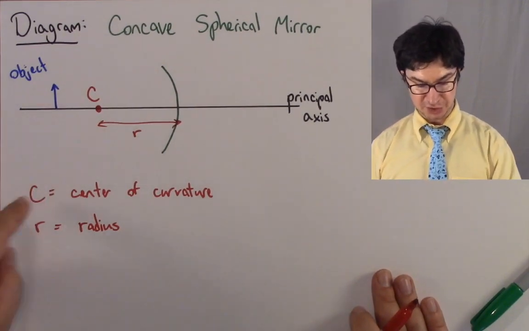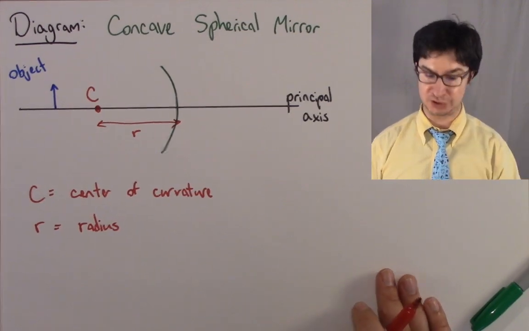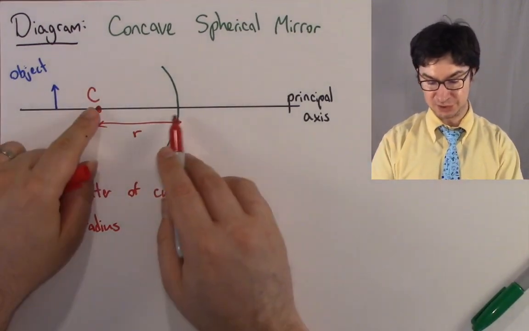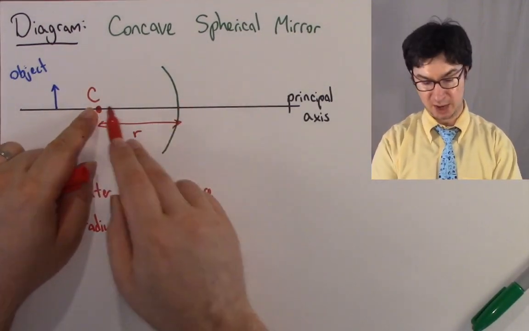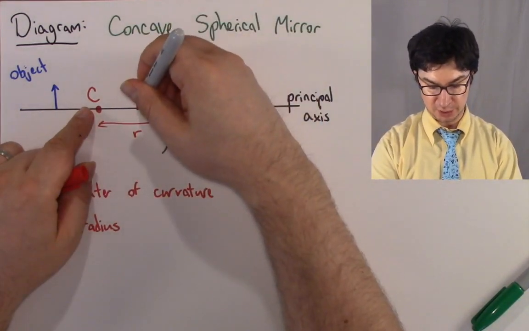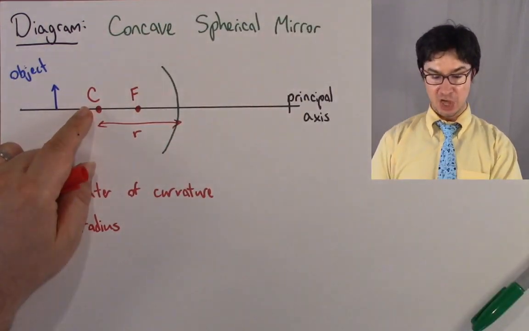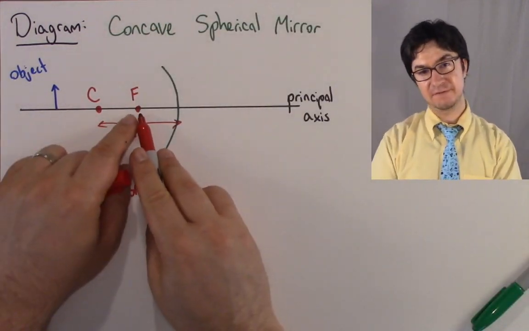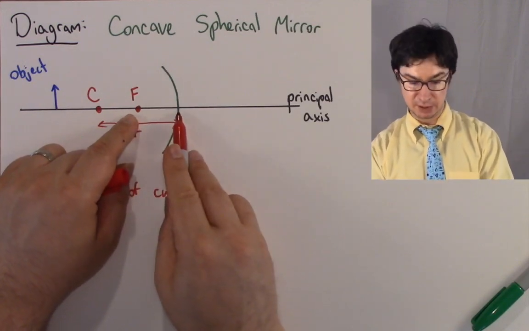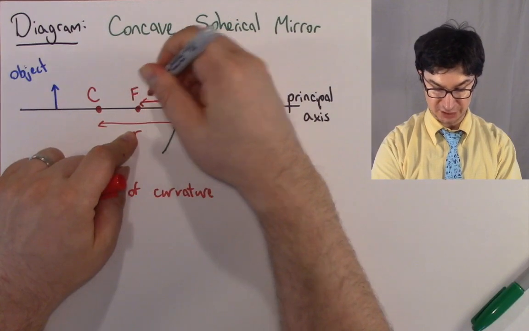So we have our center of curvature, and another very important point that we have to look at is called the focus. Okay? The focus is exactly halfway from the center of curvature to the mirror itself. So somewhere in between, we're going to label this capital F, and the distance from the focus to the plane of the mirror is called the focal length, lowercase f.